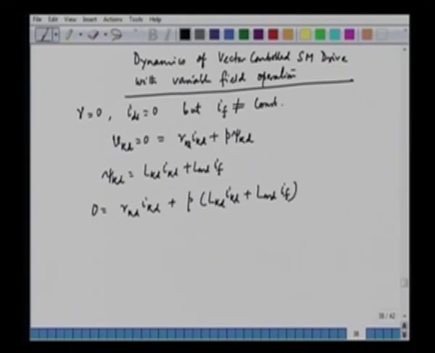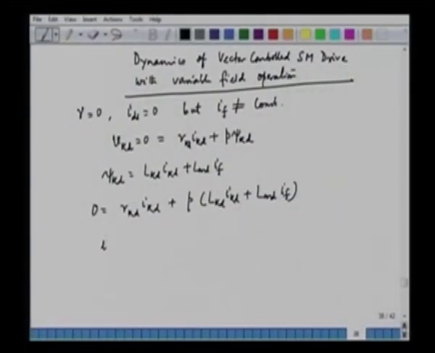Now, this will lead to a finite value of IKD. IKD will not be equal to 0 here. Now, if we find the expression for IKD, IKD is equal to minus LMD P IF divided by RKD plus LKD P. So, this is what we have in this case. IKD is finite, IKD is not equal to 0. So, if IKD is not equal to 0, the torque will not be instantaneously variable when we vary IQS.